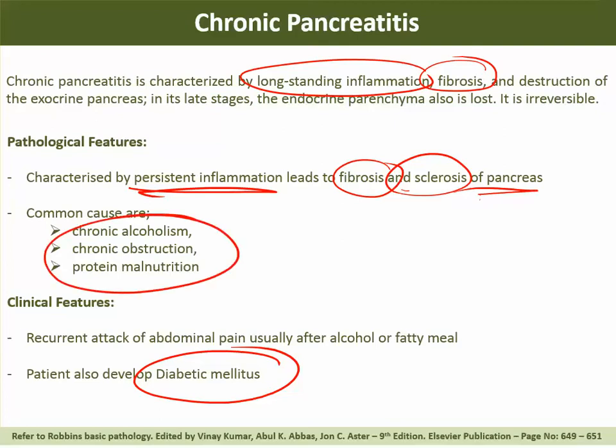Chronic alcoholism. Most alcoholic patients will not take a proper diet. They will always have protein malnutrition. Okay, and chronic obstruction, that is what I am telling. Gallstone, if it is present, we have to remove it, because it will affect the pancreas. And remember, the patient usually gets pain after a fatty meal, because more lipase will come out. The patient slowly will develop diabetes mellitus.